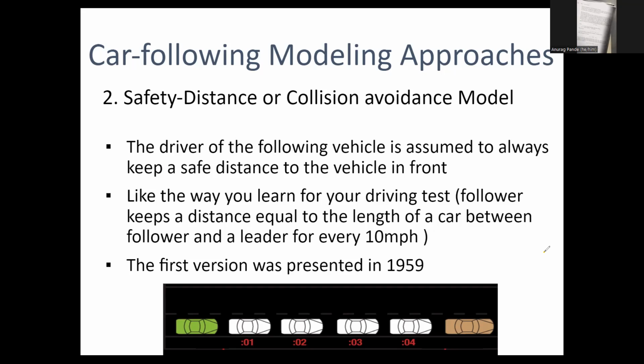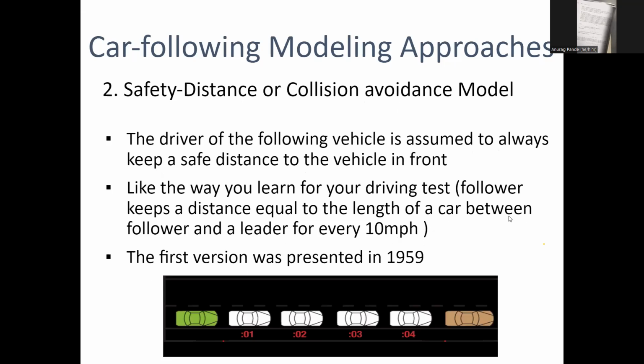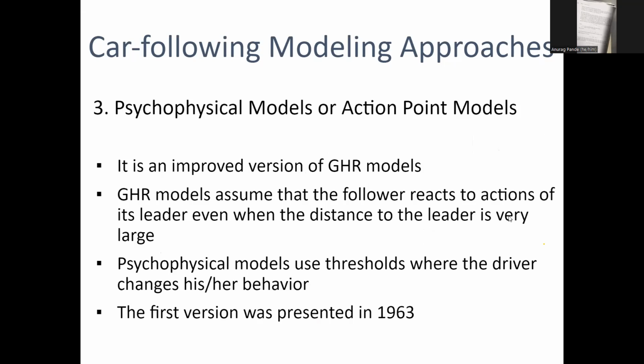Now that brings us to the next class of models, which is the psychophysical models or action point models. It's an improved version of the GHR models, the GHR model that I showed you earlier. It's a generalization of those GHR models.